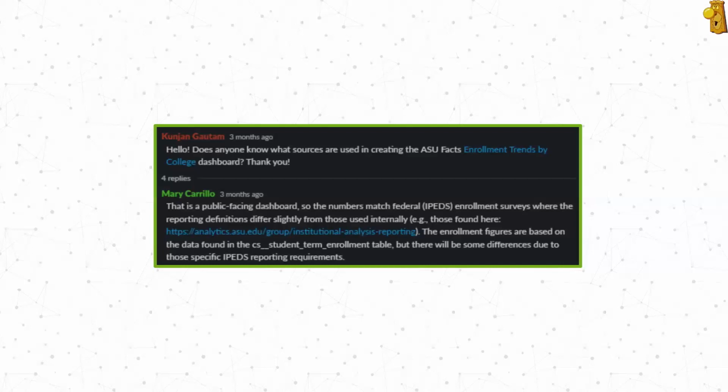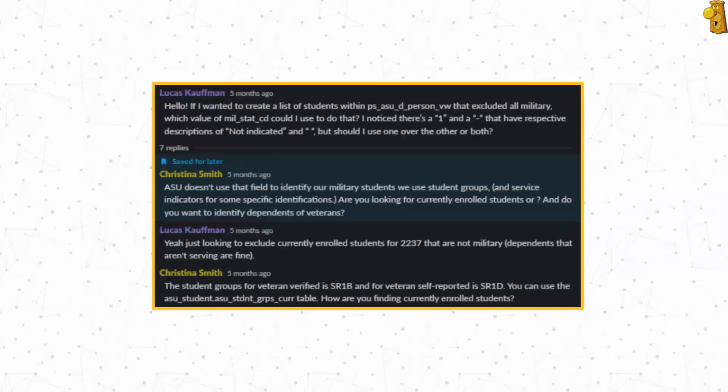So she explains where the data is coming from, and that also kind of helps to speak to what it's supposed to be used for, right? Public facing, official data. There's going to be some differences due to these requirements, right? That's very important to know before you go and use the dashboard. Here's another one. Lucas is asking about this military column, which has come up a few times in the last couple of years. And it's really good to know that, oh, maybe you shouldn't be using that, even though it's out there and it looks potentially useful, right? So understanding what created the data, what it means, any potential issues.